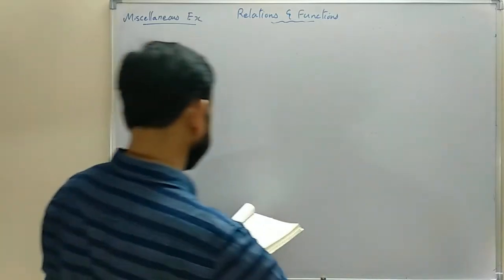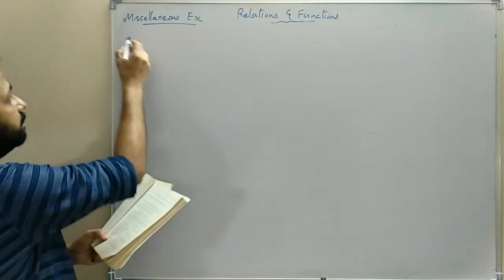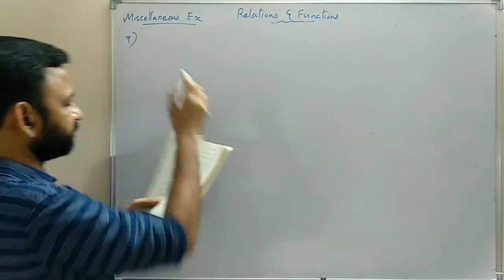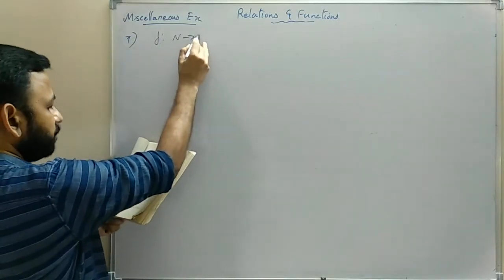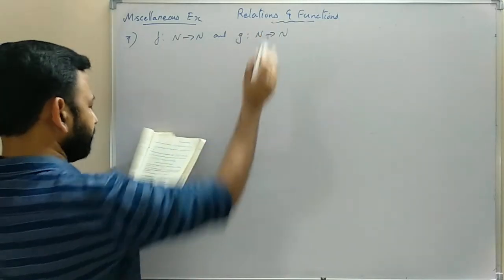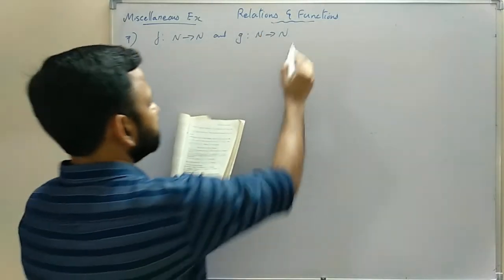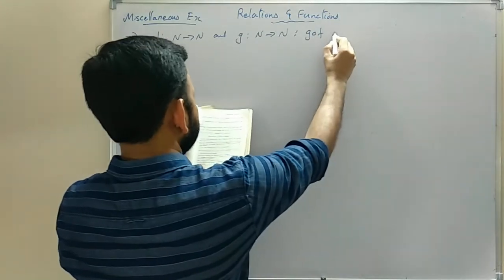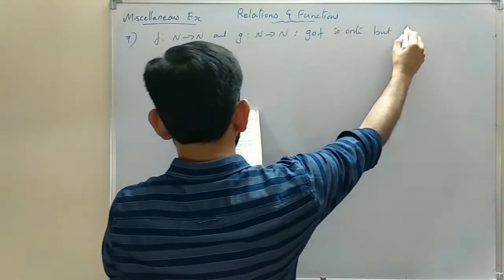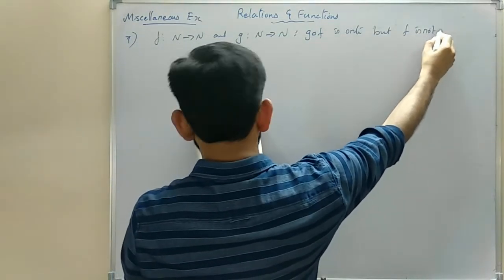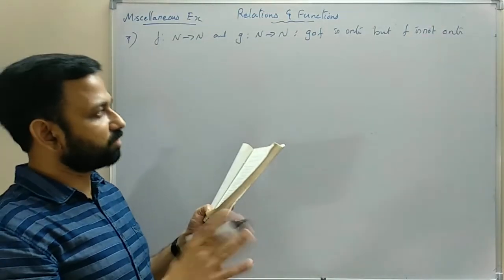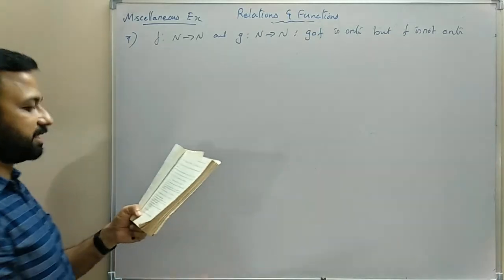Seventh question. Here, give an example of two functions. f is a function from N to N, and g is a function from N to N, such that g composition f is onto, but f is not onto. That is our question. We need to show that g composition f is onto and f is not onto. We need to give an example.